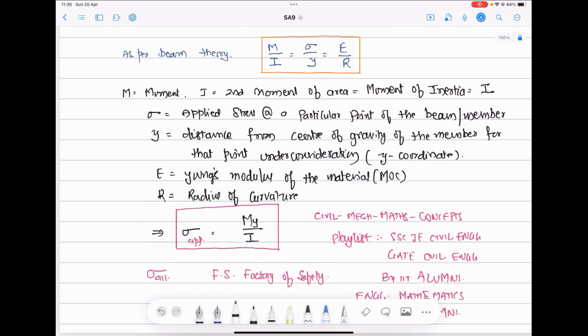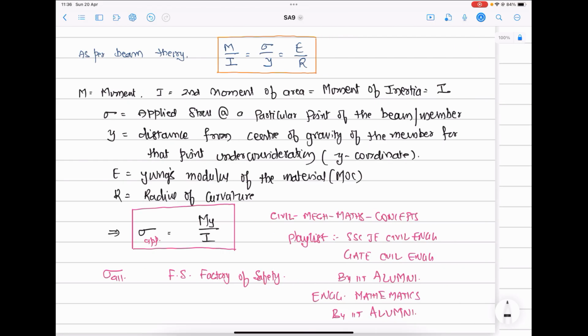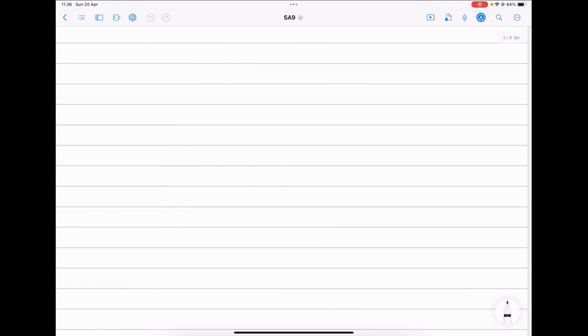During the design process, RCC design and steel structure design, I will explain the factor of safety and how to apply it, and how to accept a particular beam with particular dimensions or whether to reject it. Now in this case, we are confining ourselves to finding the center of gravity. What is the question here?